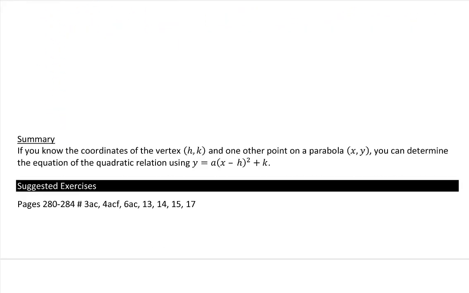So we can see in summary, if you know the coordinates of the vertex and one other point on a parabola, you can determine the equation of the quadratic relation using vertex form.